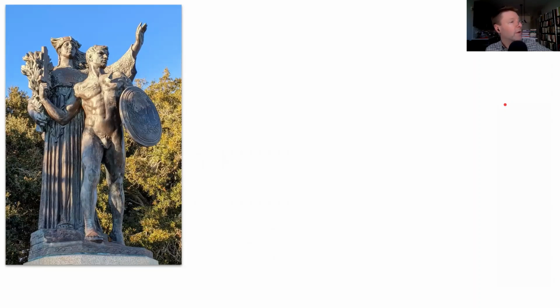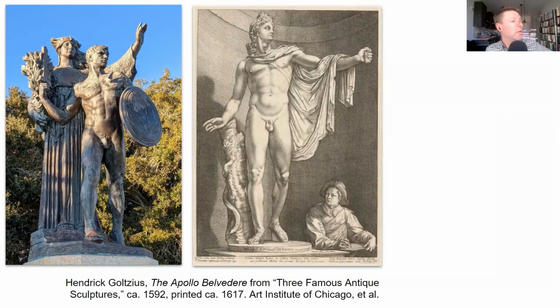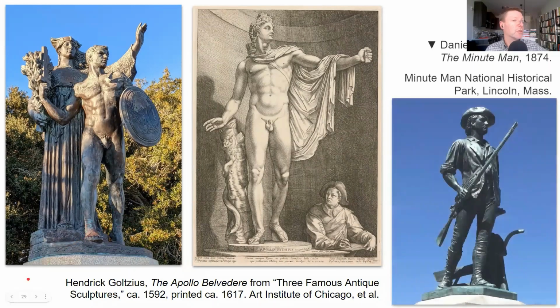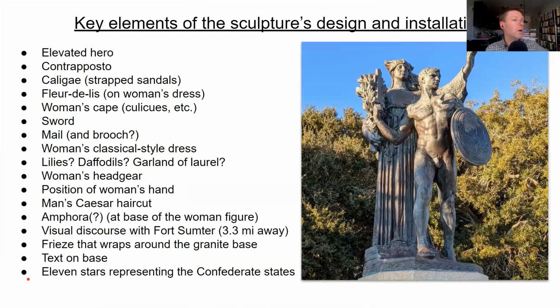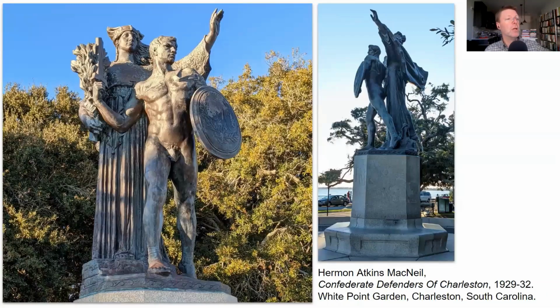There are the Confederate defenders. The pose, especially of the lower body of McNeill's Confederate defender, is taken directly from the Apollo Belvedere. The contrapposto pose, of course. Note the feet here. And I tried to include a picture earlier giving a sense of the torquing movement of the sculpture.